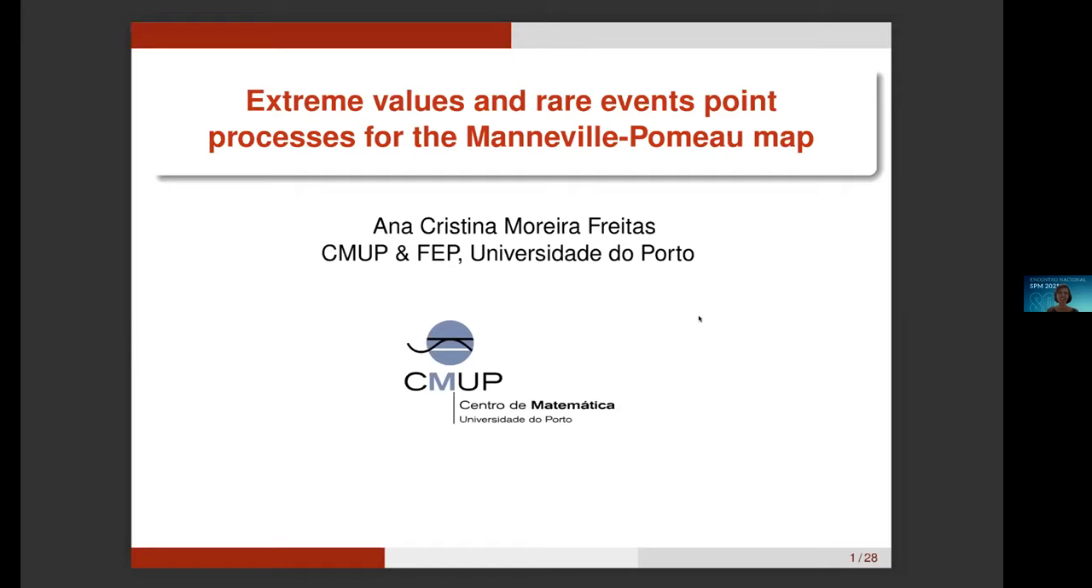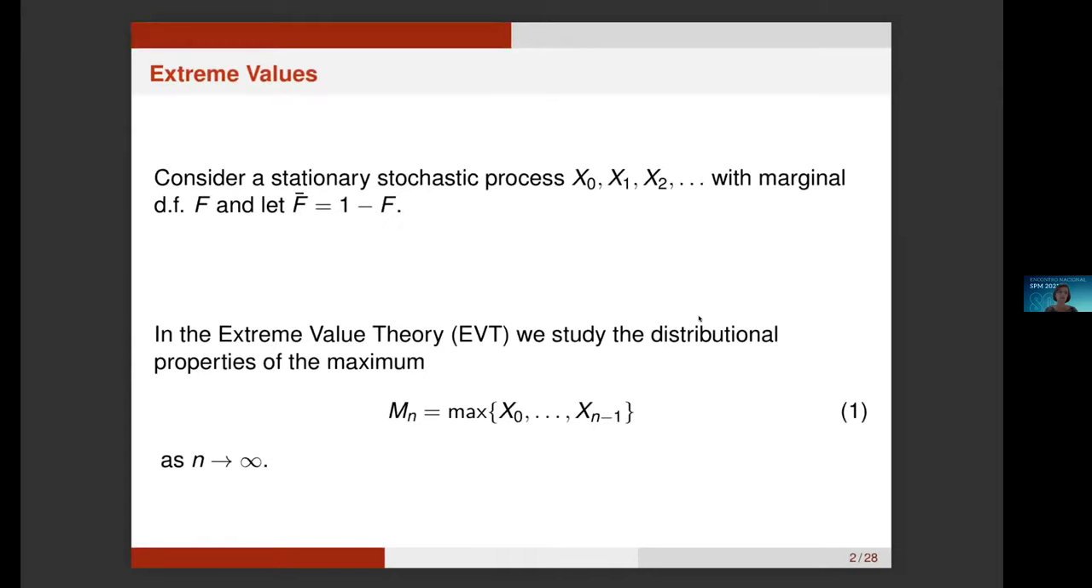Okay, so thank you very much, Roman, for the invitation. So in this talk, we will study extreme value laws and the rare event point process for the Manneville-Pomeau map. And we will see that based on this dynamical system, we may construct an example for which the usual interpretation of the extremal index does not hold. So I will start with some basic notions of the extreme value theory.